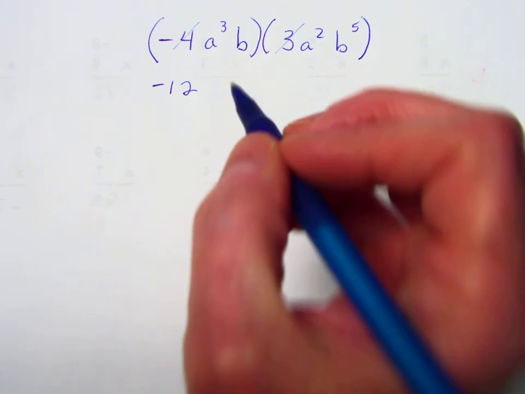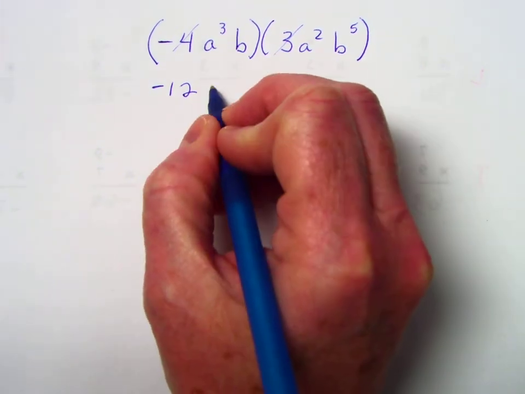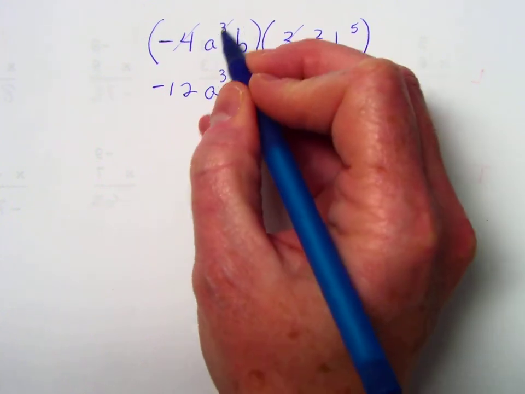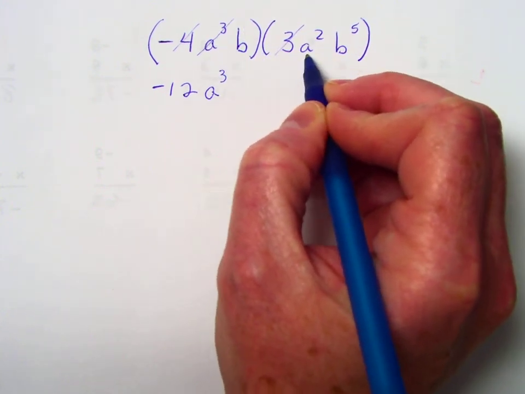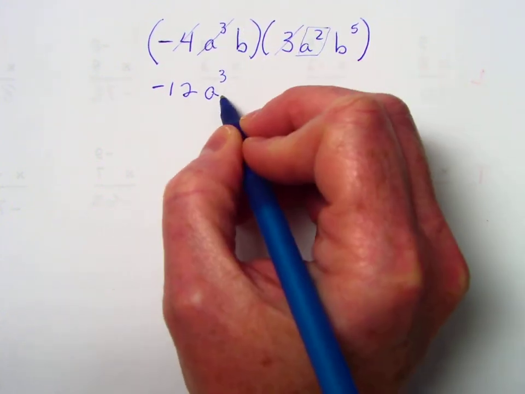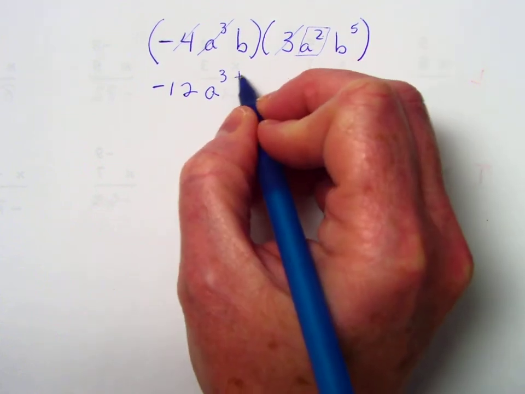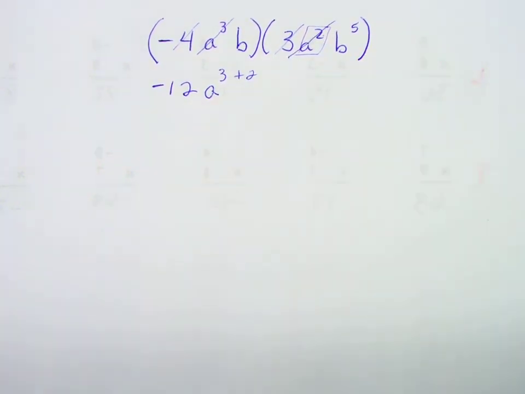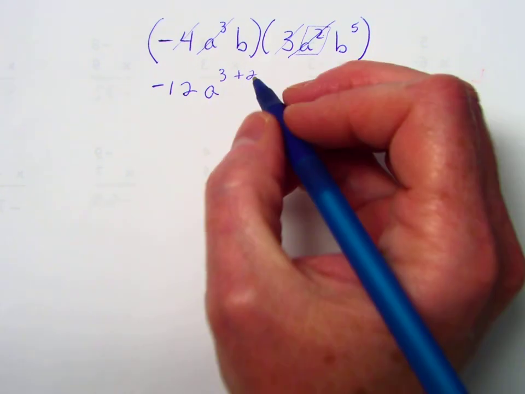All right, so the letter A comes first. I have an A, and that A has a power of 3, so I took care of that one. Do I have any more A values? Aha, right there. That A has a power of 2, so I can put a plus 2. I took care of that one. So far, so good? All right, let's go to the B.